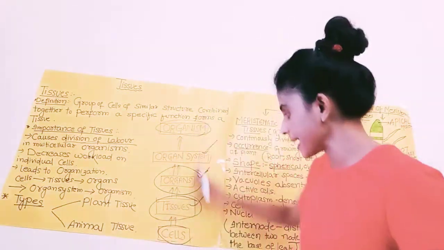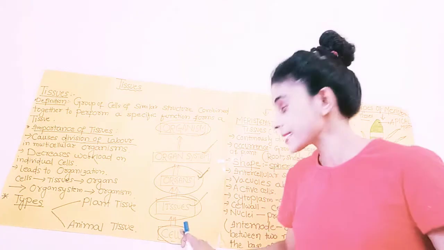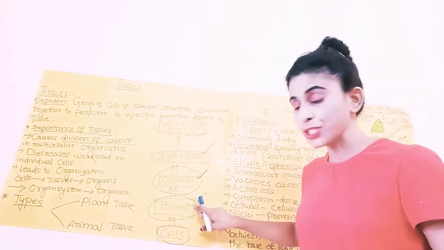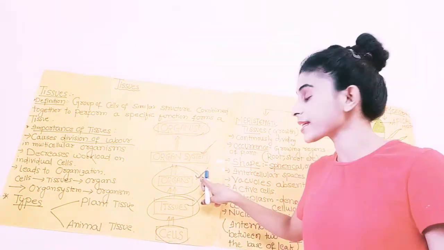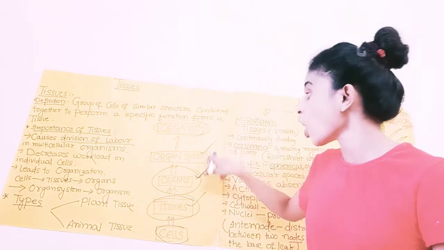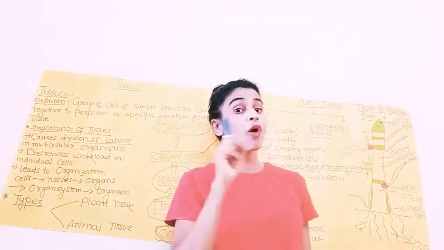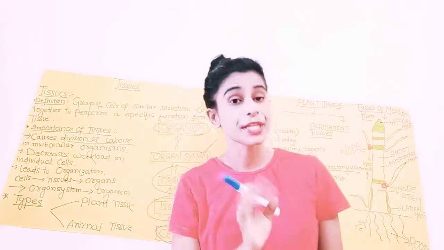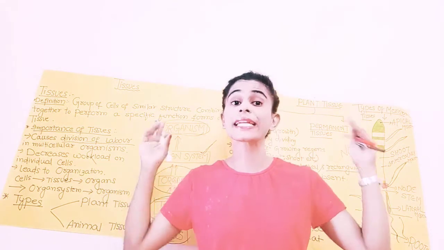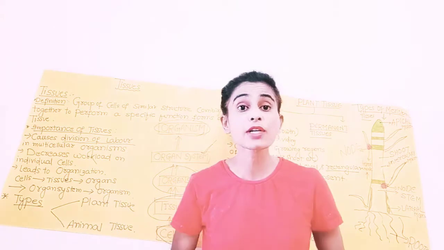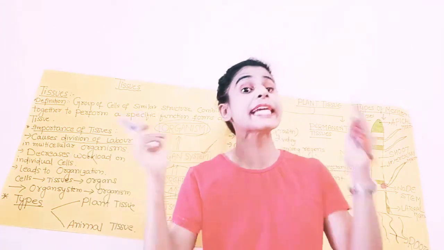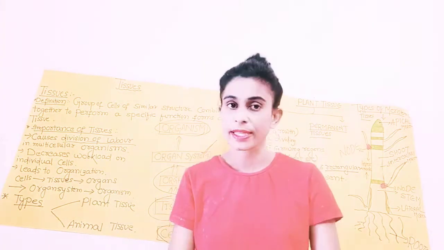You can just see the flowchart here. Cells form tissues. Tissues form your organs. Organs form organ systems. And organ systems finally form your organism. This is the importance of tissues: to make the work easier, to decrease the workload on a particular cell in the case of a multicellular organism.